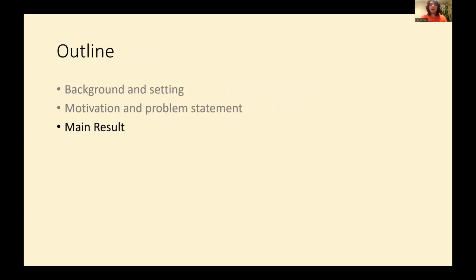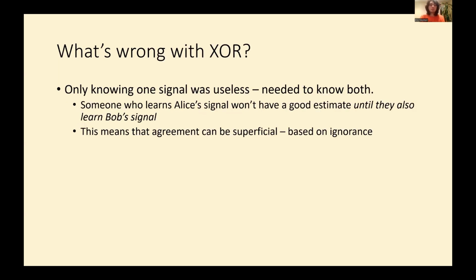I will now tell you how we filled in the blank. But first, it is useful to understand what went wrong with the XOR information structure. Here's my diagnosis. In the XOR information structure, only knowing one of the 2 signals was completely useless. You really needed to know both. And so while Alice and Bob agreed from the start, their agreement was superficial. It was based on ignorance.